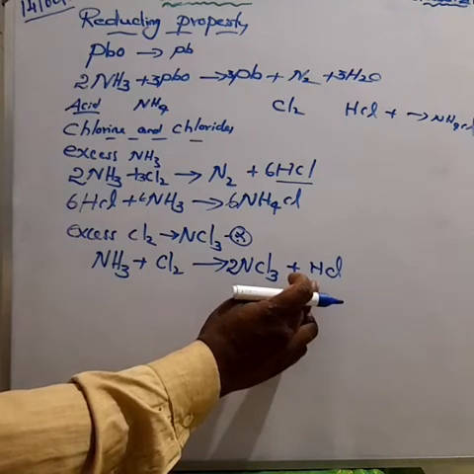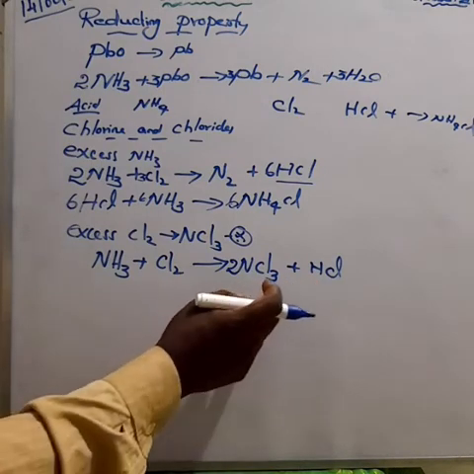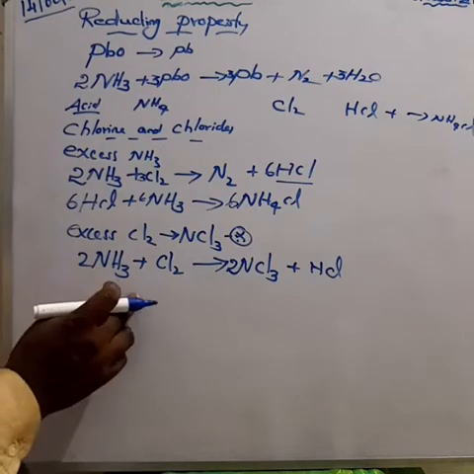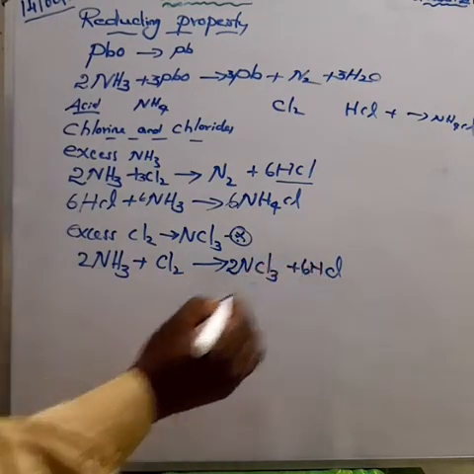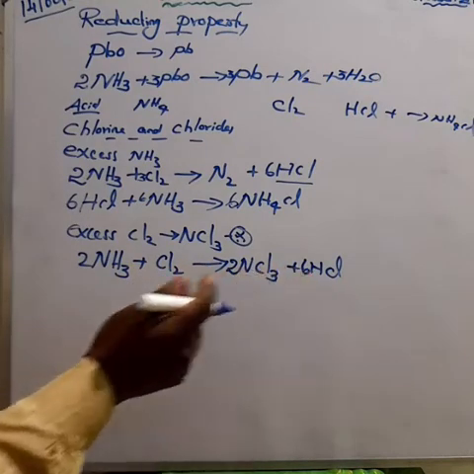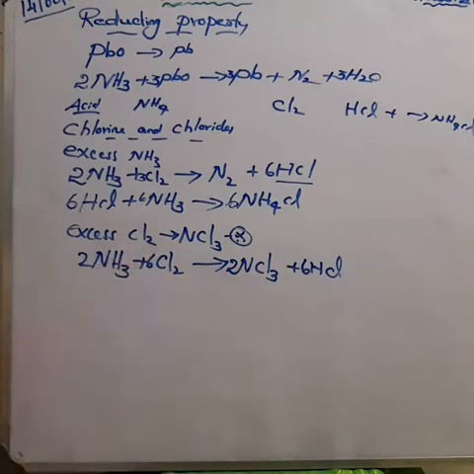Before that, how much nitrogen is there? 2 nitrogen. So make it 2 nitrogen on the reactant side. How much hydrogen is there? 6 hydrogen. So on the product side, 6 hydrochloric acid. Now how much chlorine is there? 6 plus 6, 12. So make it 6 here. 6 into 2 is equal to 12. The equation is balanced.